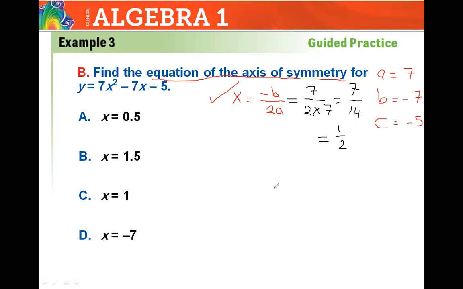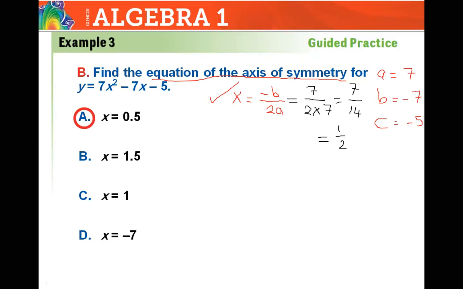symmetry. The equation of the axis of symmetry means the value of x only. So I get the value of x, which is letter what? Half means 0.5. So it's letter A.